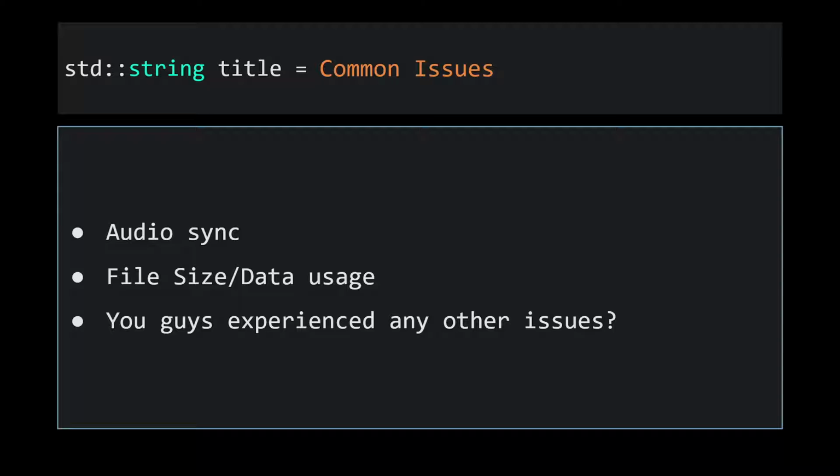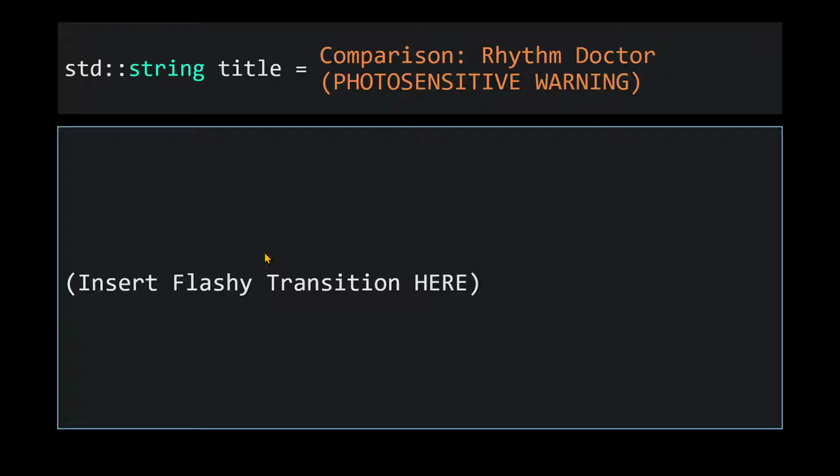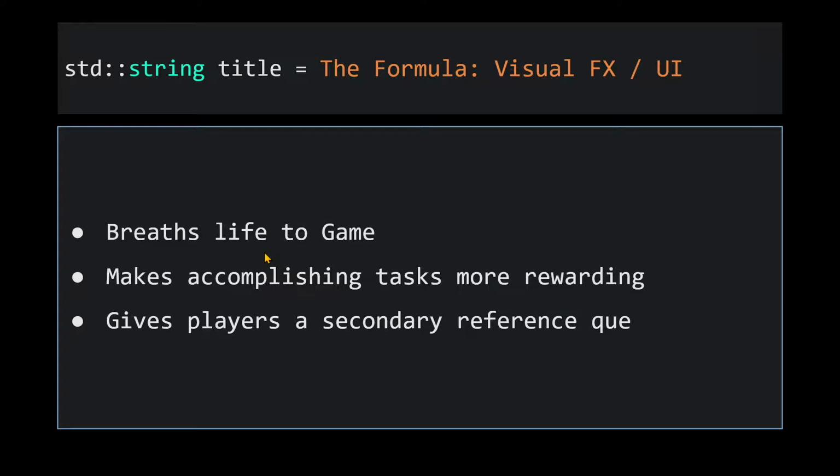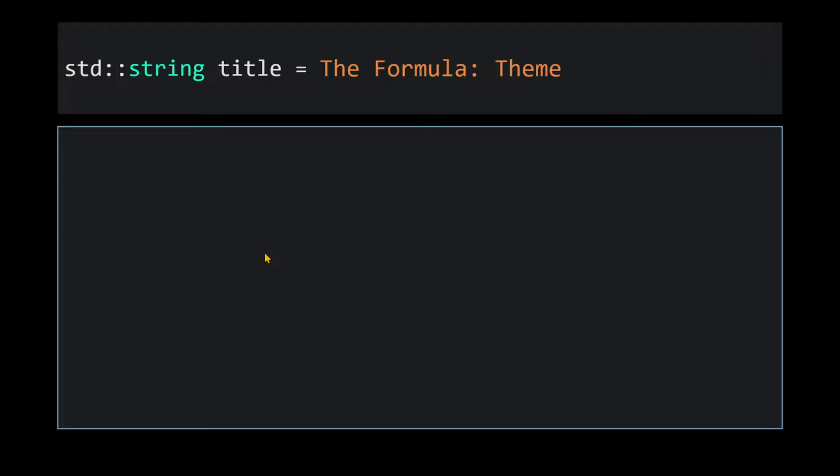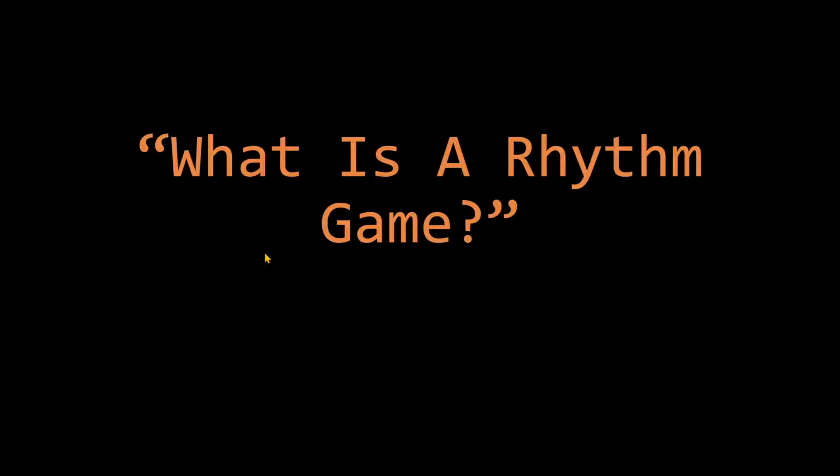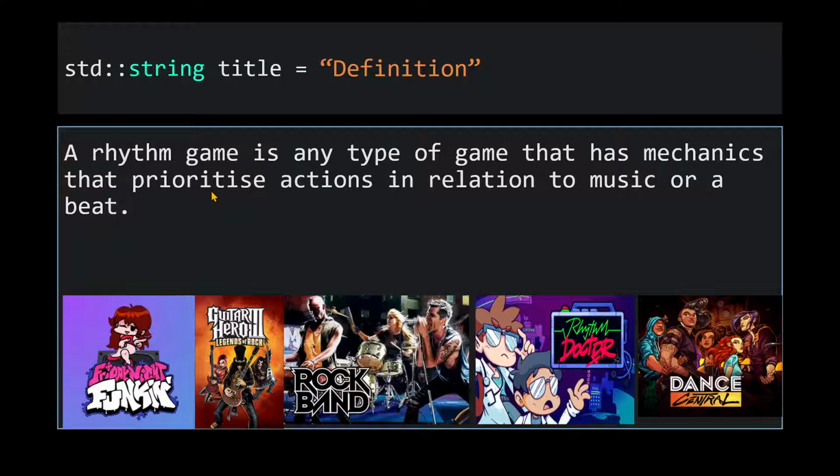JJ, I beg to differ. Geometry Dash is technically a rhythm game. Let's go back to the definition of rhythm game, shall we? I definitely didn't make it up just before this. Any game of any type that has mechanics that prioritize action in relation to music or a beat. Technically, since Muse Dash has music and most of the actions are related to the music, it's a rhythm game.